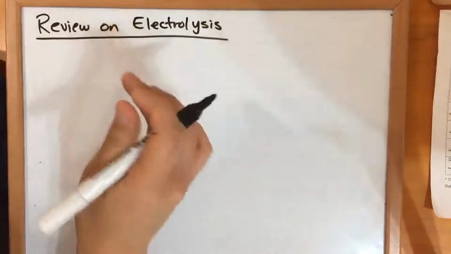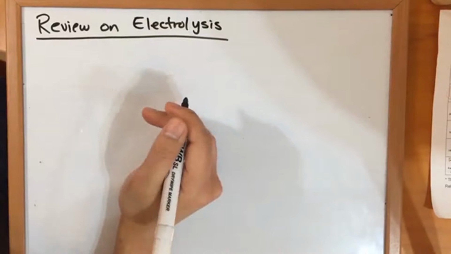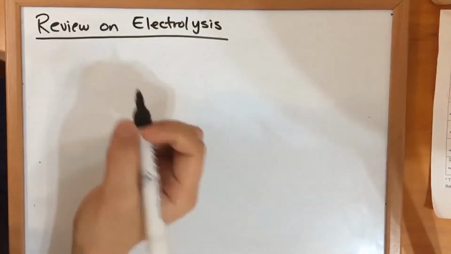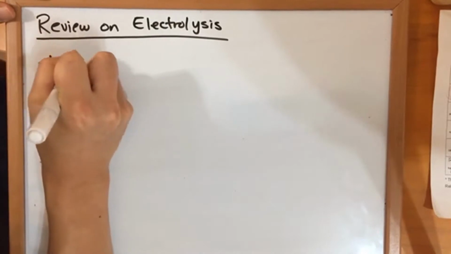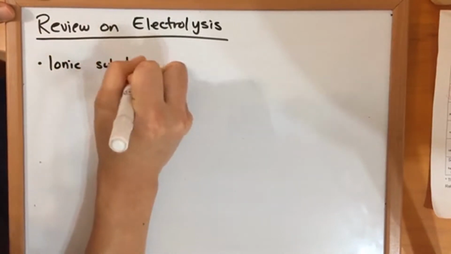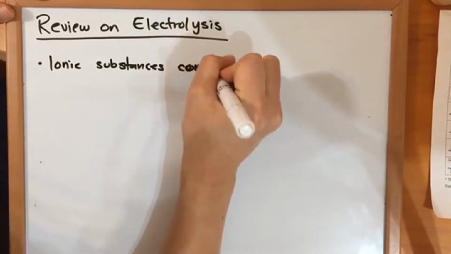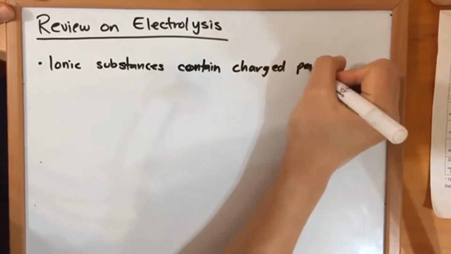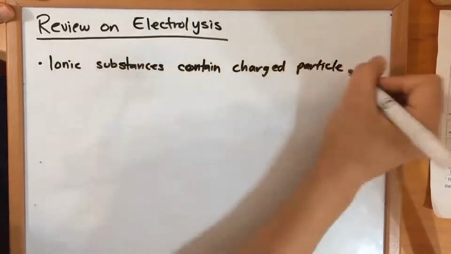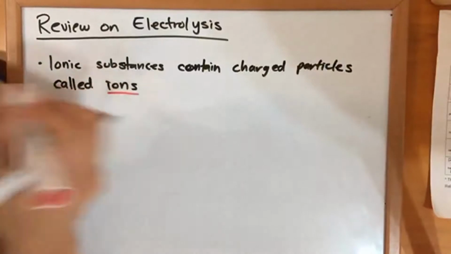So the first thing we need to understand about electrolysis is, how does it actually work? I throw this term ion around a lot, but it's really important. Ionic substances contain charged particles, and those charged particles are what we call ions. So that word ions is going to be very, very important.